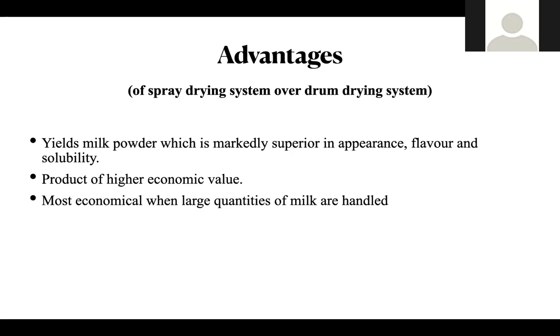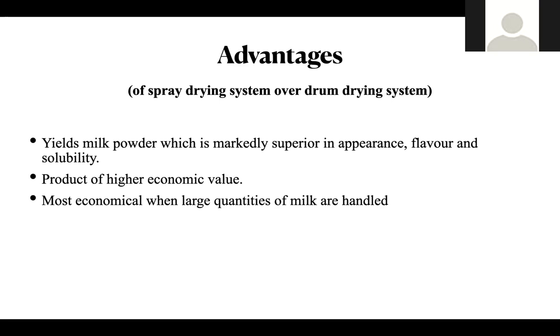Okay, now we will discuss what are the advantages of spray drying system over drum drying system. In the last lecture, we discussed the advantages of drum drying system over spray drying system. Today, we will study what are the advantages and disadvantages of the spray drying system over drum drying system. First advantage is it yields milk powder, which is of markedly superior appearance, flavor, and solubility. So the product we obtain is of better appearance and flavor because it does not develop any cooked flavor, which is a common problem seen in case of drum drying technique. And solubility is high due to atomization, as we have studied. Okay, is this clear? Yes, ma'am.